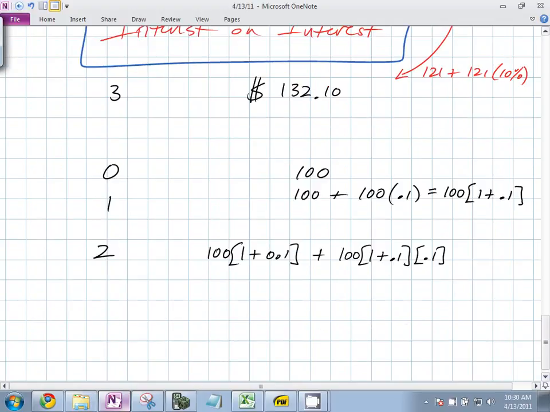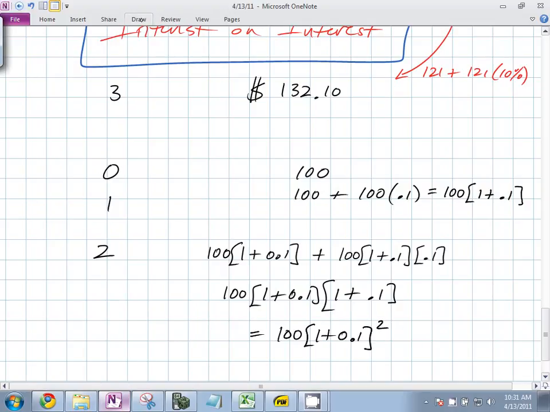So what can you do with each of those terms? 1 plus 0.1 times what? 1 plus what? 0.1, right? How many of these terms do you have? You have 2 of them. So what does this simplify to? 100 times 1 plus 0.1 to the what power? Squared. So this right here is after 2 years, exactly. This right here is after 1 year.